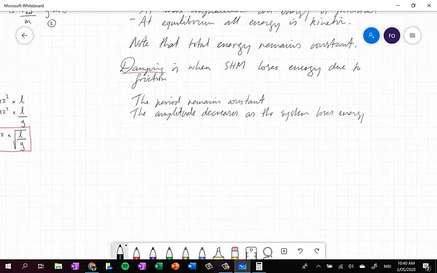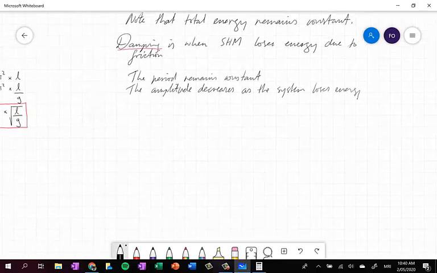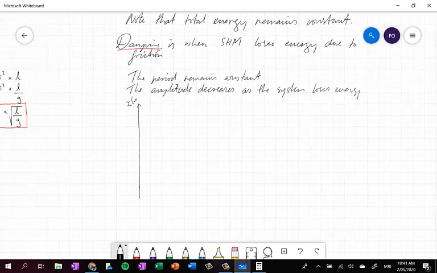Alright, so what we'll do is we'll have a look and see what the displacement time graph looks like for this motion. So this is something you're going to need to be able to reproduce. So this is x in meters. That's the displacement.